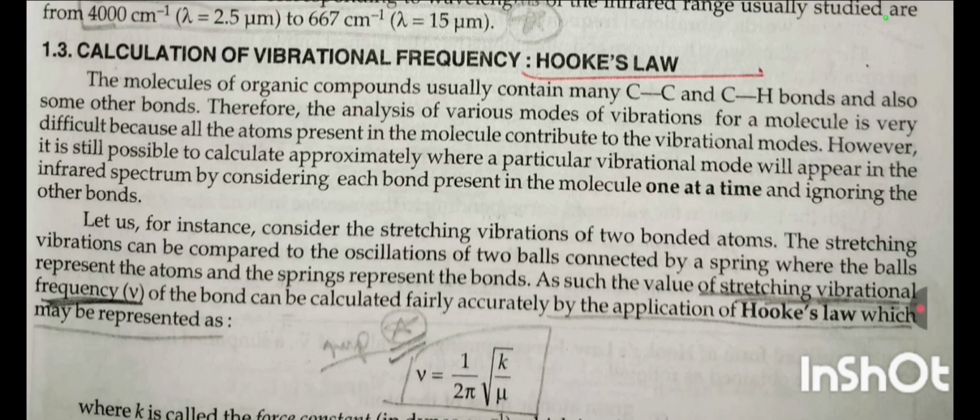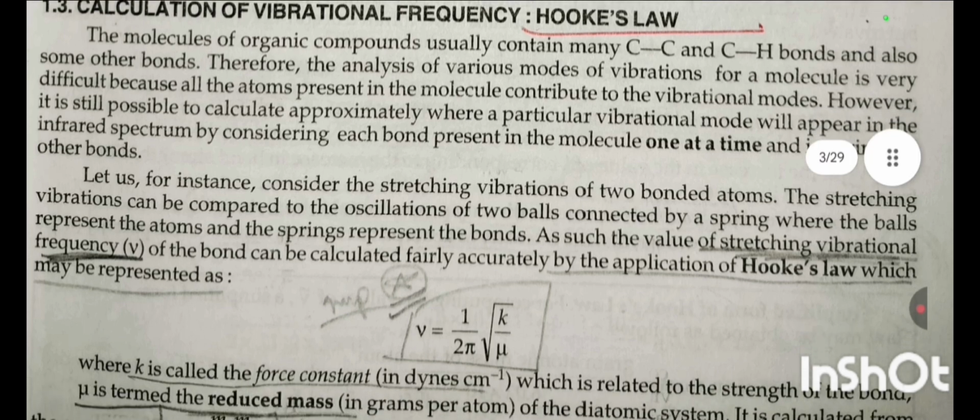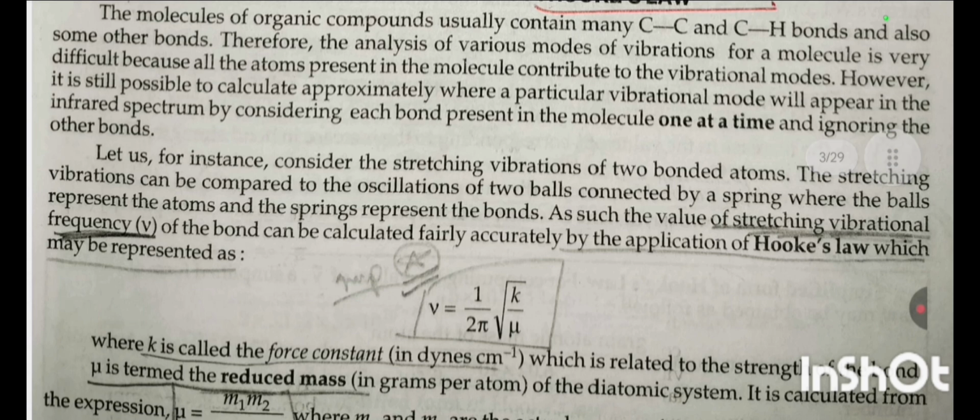Calculation of vibration frequency. Hooke's law. The molecules of organic compounds usually contain C-C and C-H bonds and also some other bonds. Therefore, the analysis of various modes of vibration for a molecule is very difficult because all the atoms present in the molecule contribute to the vibrational modes. However, it is still possible to calculate approximately where a particular vibration mode will appear in the infrared spectrum by considering each bond present in the molecule one at a time and ignoring the others.